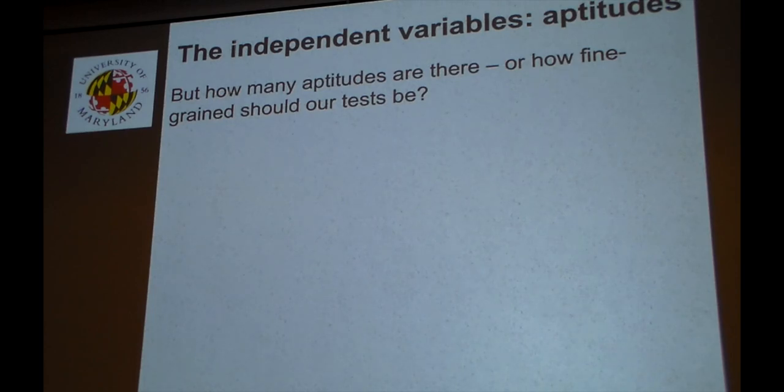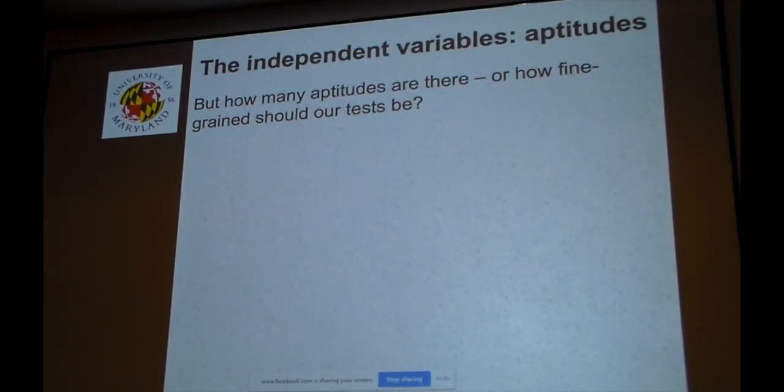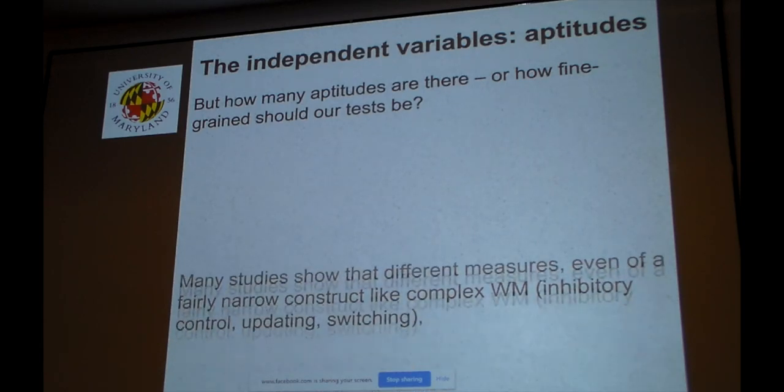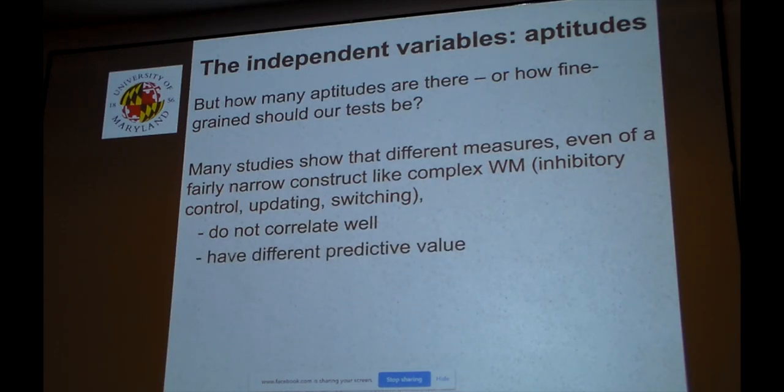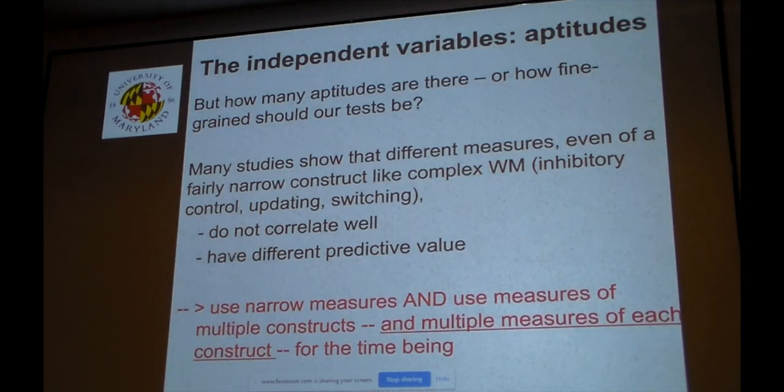Now, how many aptitudes are there, or how fine-grained should our tests be? Many studies show that different measures, even of a fairly narrow construct like complex working memory, consisting of various parts, do not correlate very well. That they have a different predictive value, which you would expect if they don't correlate very well. So therefore, it's a good idea at this point to use quite narrow measures and to use measures of multiple constructs and multiple measures of each construct.